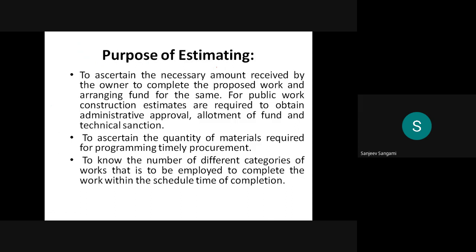The first one is how much amount is required to complete the project. If somebody has asked you to do the estimate, you want to know how much amount is required to complete the project. It may be for a residential building. For example, in government works, if you are constructing a road, the government engineers first have to take approval from the competent authorities. That is the administrative approval.